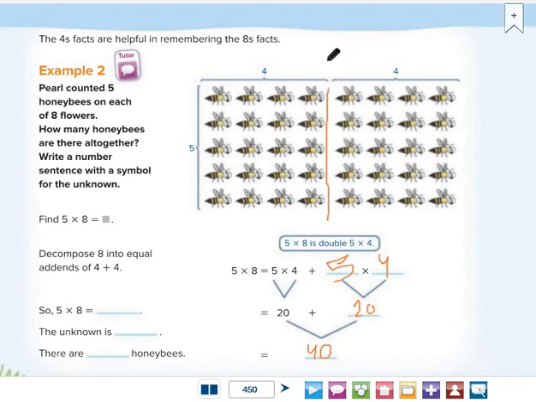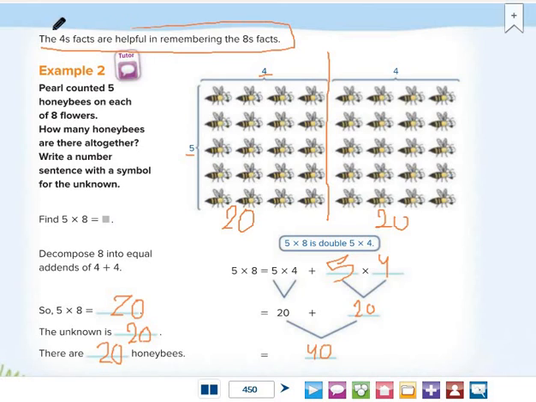And in the array or the picture, we can decompose this one into 2 equal arrays. So 5 times 4 equals 20, and 5 times 4 equals 20. 20 plus 20 equals 40. So 5 times 8 equals 40. The unknown is 40. There are 40 honeybees. So the 4 facts are helpful in remembering the 8 facts. Remember this note. It will be very helpful for you to find 8 facts. Now, please, grade 3, be sure to write this answer in your book.